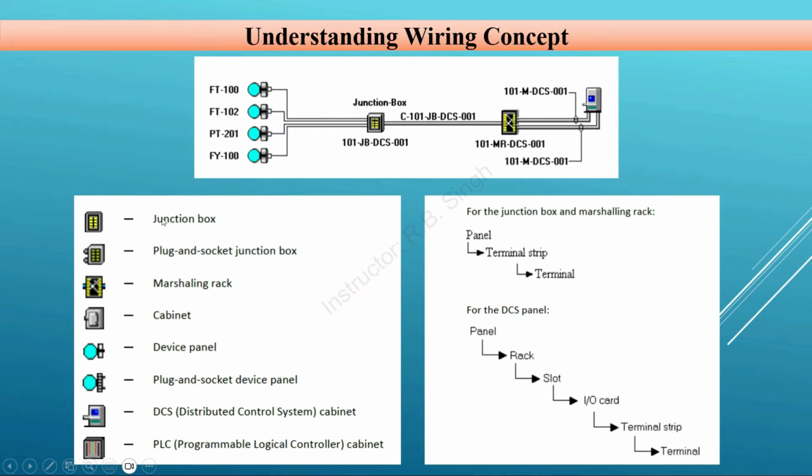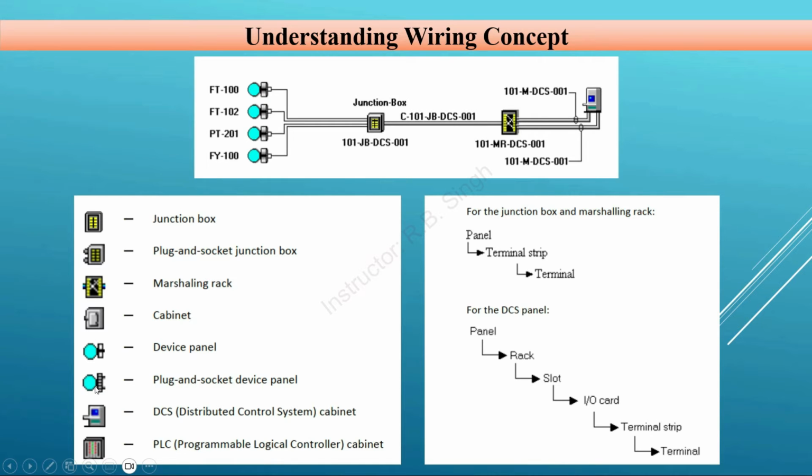And these are some of the symbols: this is the junction box, this is the plug and socket junction box, this is the marshalling cabinet, this is the system cabinet, or any other cabinets you want to create. This is the device panels and the plug and socket device panels, the DCS control system cabinet, and this is the PLC control system cabinet. So these are the symbols of the different panels and device panels.